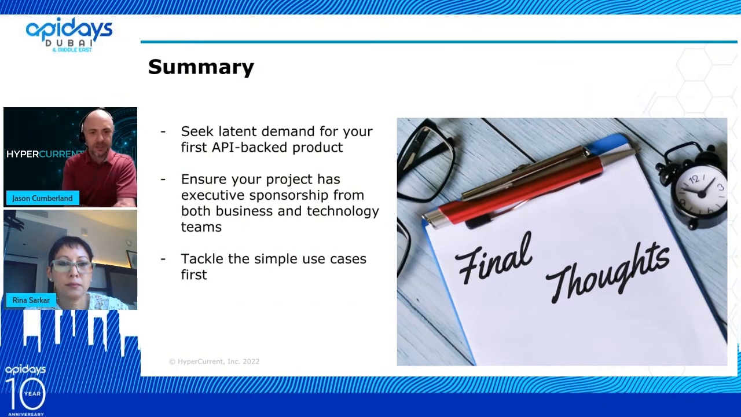At the front end, you want to make sure you have executive sponsorship on the business and technology teams, like Rina talked about. And then it's super important to tackle your simple use cases first as you're getting out of the gate, because complexity can follow later. One thing that's not on the slide that we've learned a lot lately is that there's a lot of temptation from companies to say we are not going to release an API-backed product until we are more mature operationally and ready to do that.